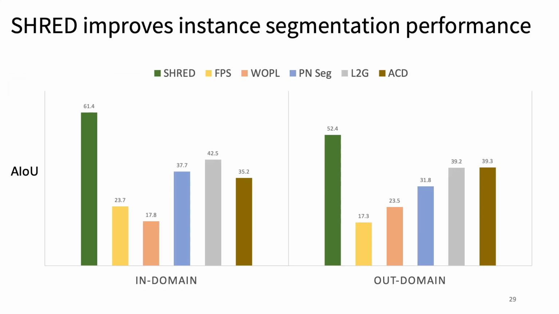We evaluate each method's ability to perform fine-grained part instance segmentation with an average IOU metric that measures agreement between a predicted and ground truth segmentation. We find that Shred significantly outperforms comparison approaches for both in-domain and out-domain averages.